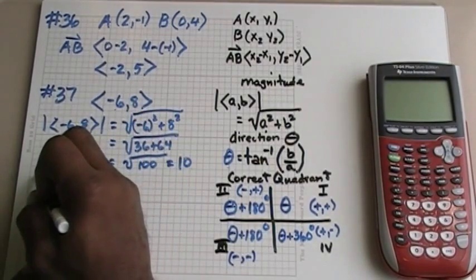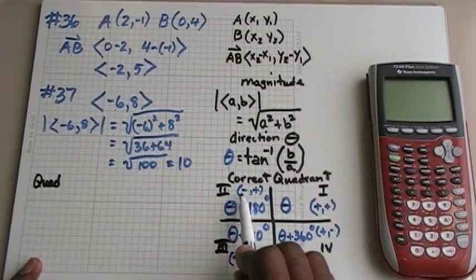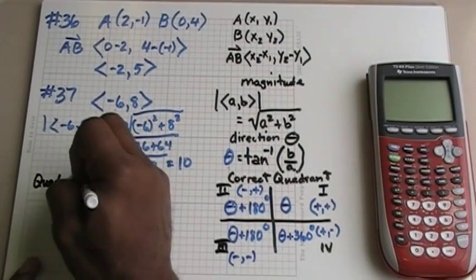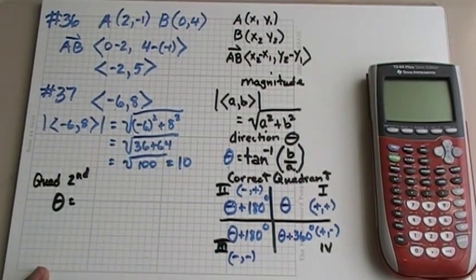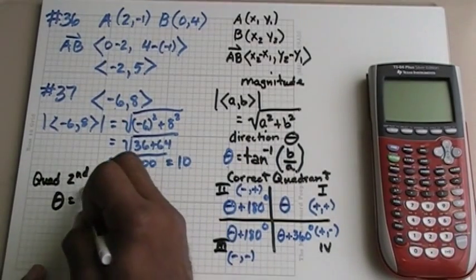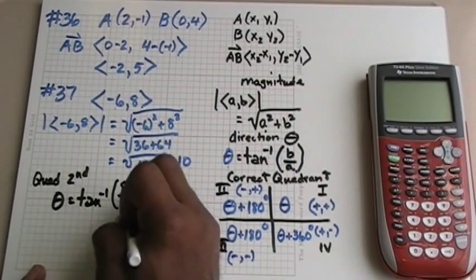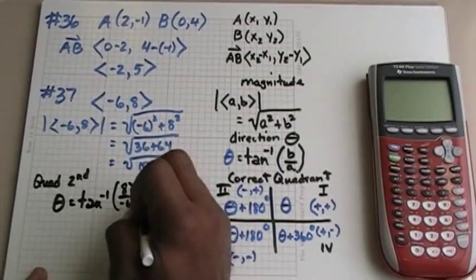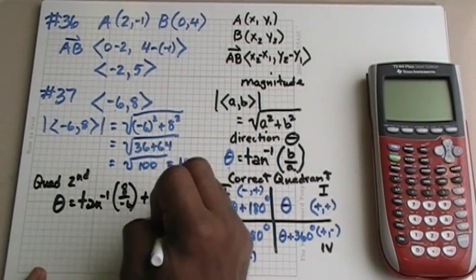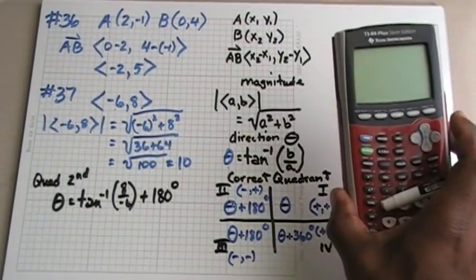All right, your quadrant is negative, positive, so it's the second quadrant, which means after we find theta initially, which is inverse tan of 8 over negative 6, we're going to add 180 to it. All right, so let's do that.